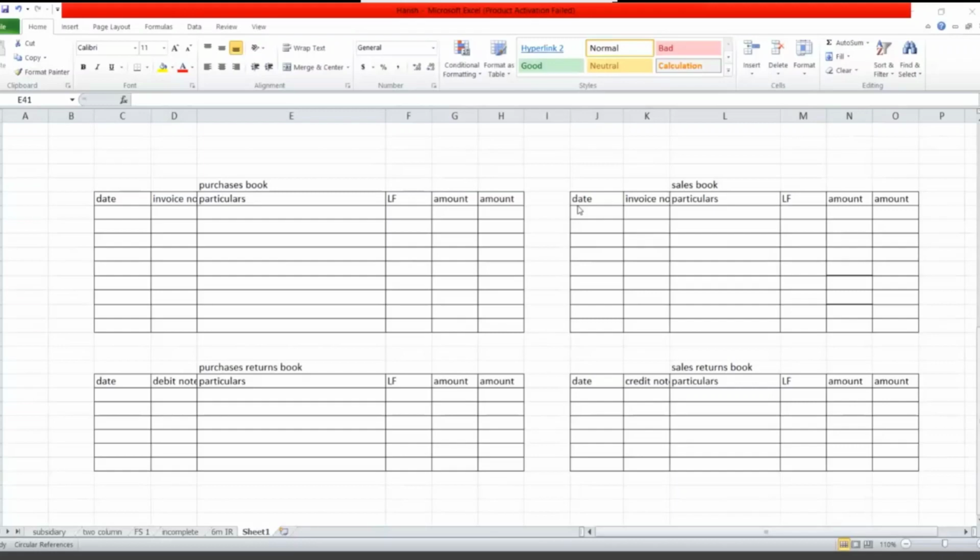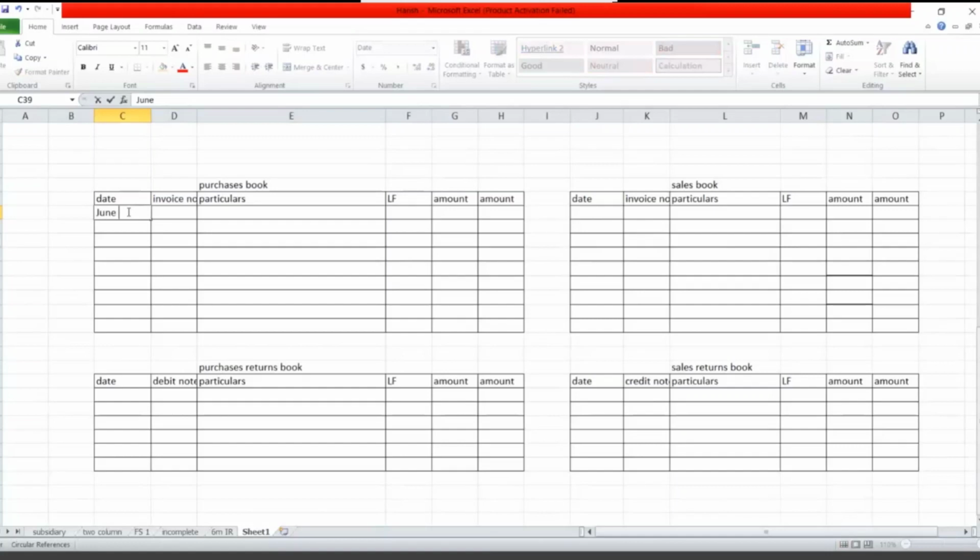What is the date given in the question? June 1st. There is no year mentioned. So in the first line itself, I will write down June, and from there onwards, I will start with the dates. What is the first transaction? June 1st, purchased 10 bags of rice from Fine Rice Millers, Madur.